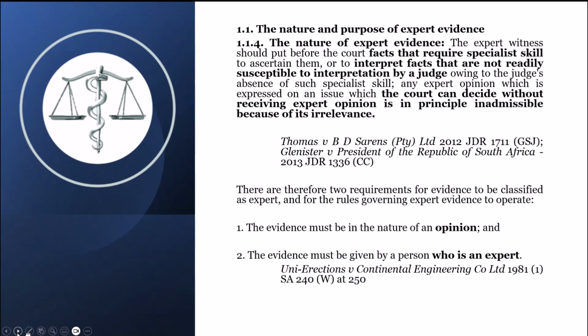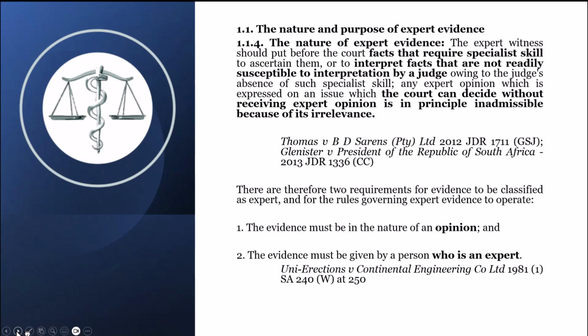Or we must interpret facts that are not readily susceptible to interpretation by a judge because of the court's lack of specialist skill. And therefore, any expert opinion which is expressed on an issue which the court can decide without receiving expert opinion is in principle inadmissible because of its irrelevance. So you don't need the expert. The court doesn't need the expert because it can make up its own mind.